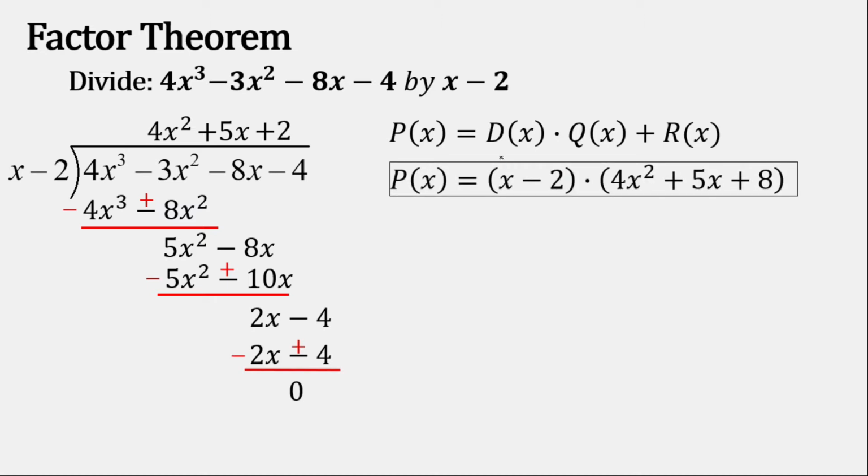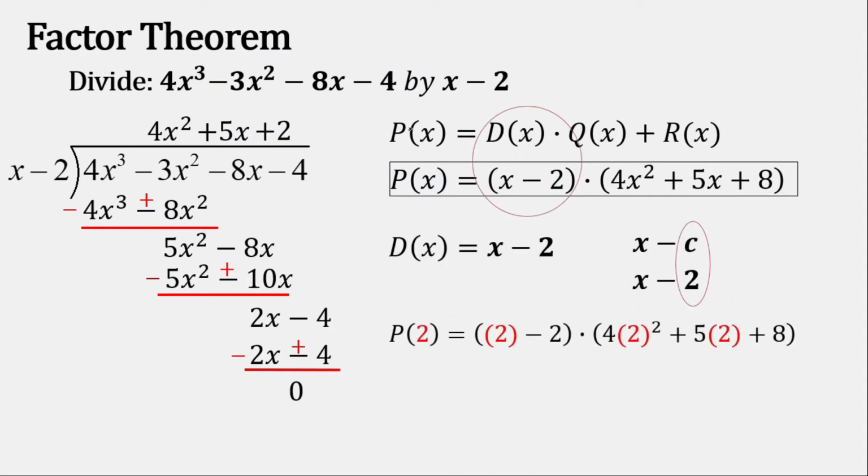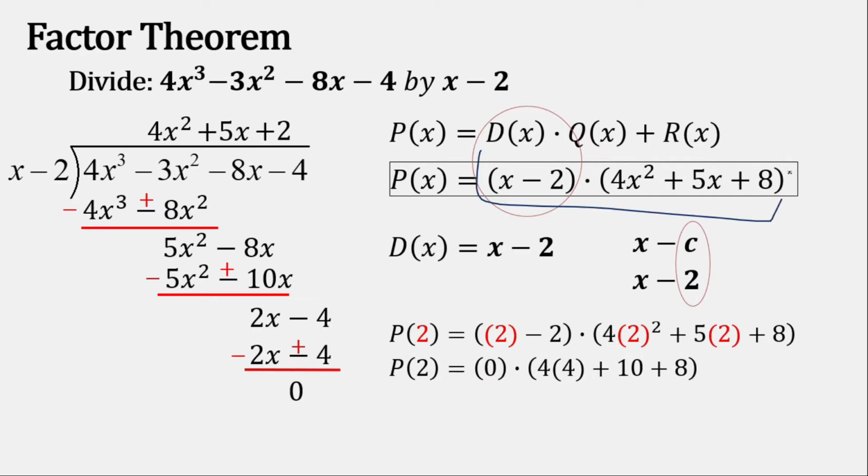Now let's go to the division algorithm, where d of x is our divisor, q of x is our quotient, and r is our remainder. Since there is no remainder in here, 0, we'll just focus on this. So these two are factors of this, which is this. Now using the knowledge that we have on our remainder theorem, we could substitute 2 into this divisor, and we'll get an answer of 0.